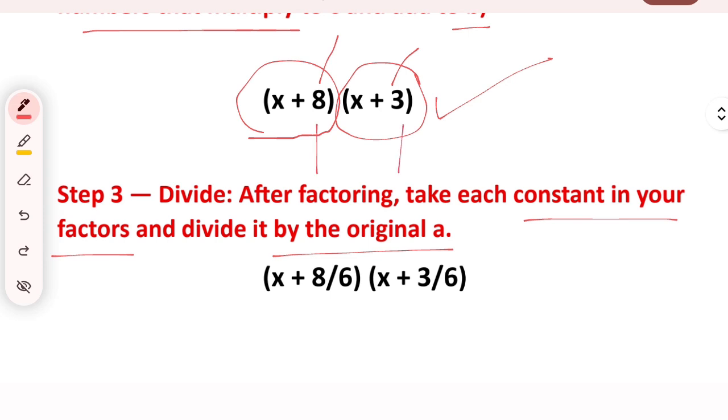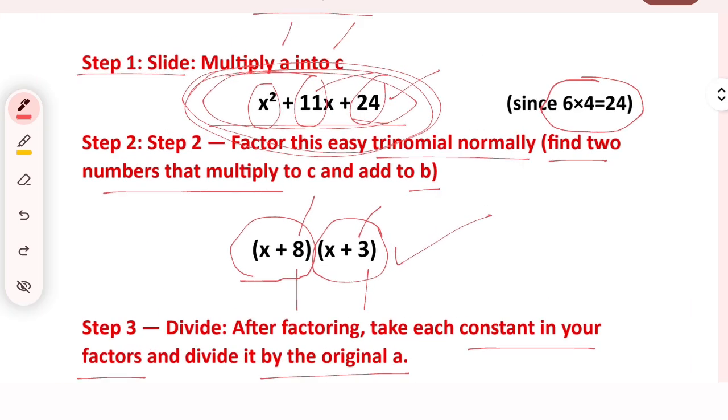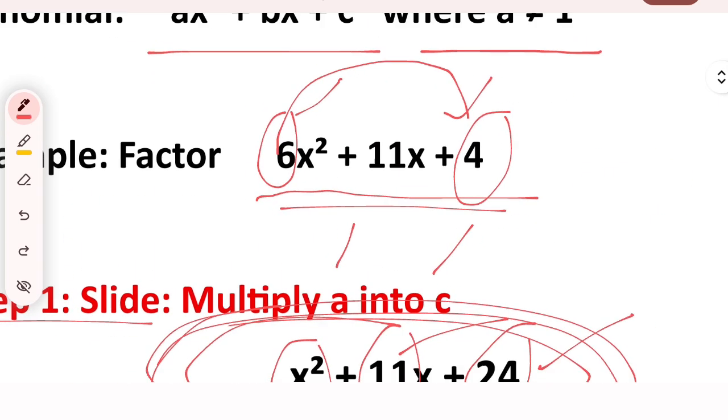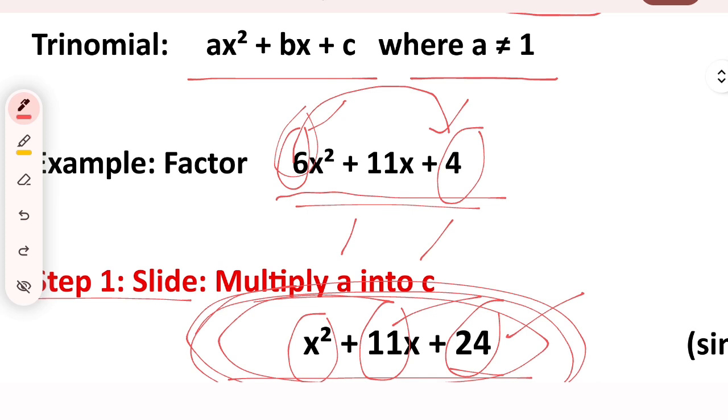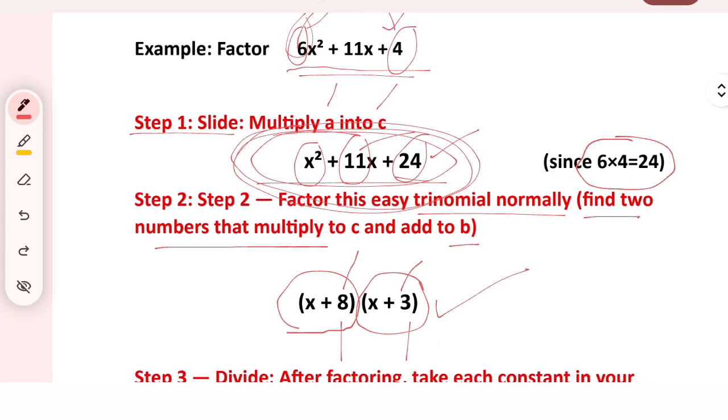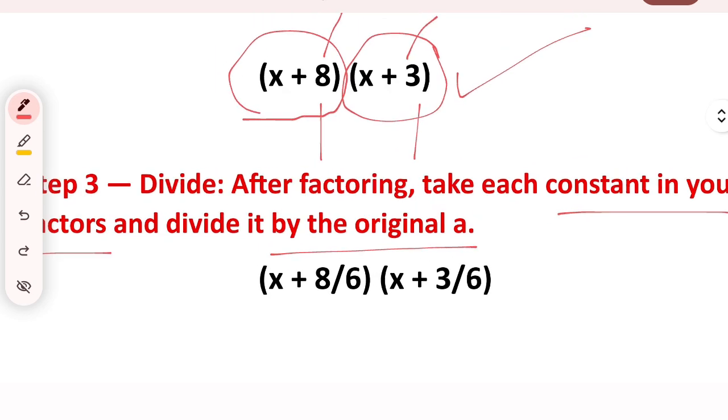So what we will do is we will divide 8 and 3 by the original value of a. What is the original value of a? Let's go back. It's actually 6. So we need to divide our constants of the factors by 6.